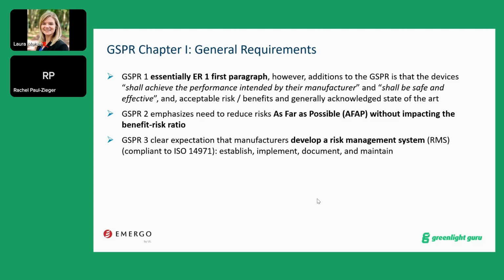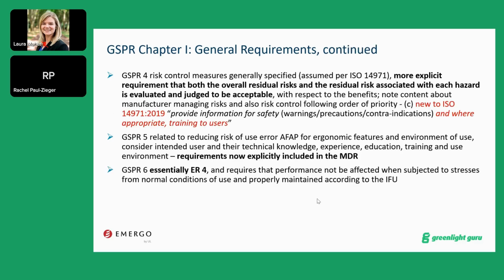And the GSPR 3 is now a clear expectation that manufacturers develop a risk management system that is compliant to ISO 14971. So they need to establish, implement, document, and maintain a risk management system. This is now a clear expectation. The GSPR 4 contains a more explicit requirement that both the overall residual risk and the residual risk associated with each hazard is evaluated and judged to be acceptable. So this is now clearly written.